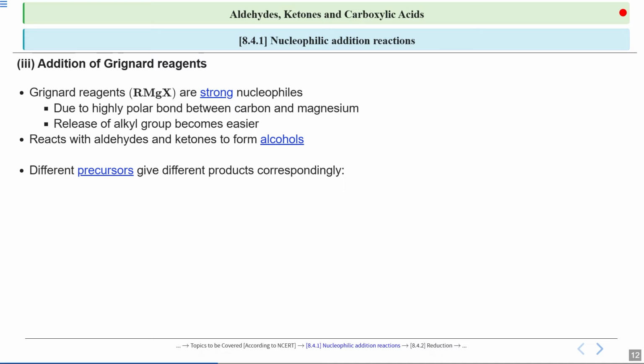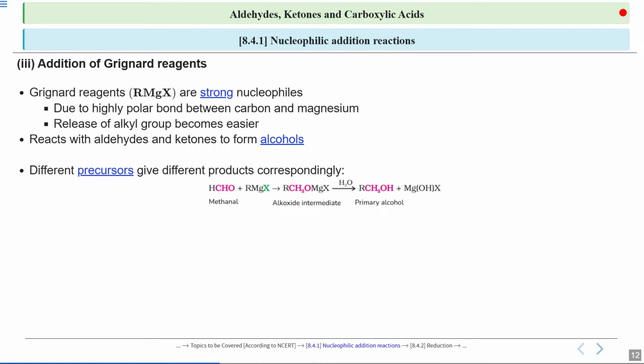So different Grignard reagents and carbonyl compounds lead to different alcohols. For example, if you treat a Grignard reagent with formaldehyde, it will yield a primary alcohol. While if you react it with other aldehydes other than formaldehyde, or with ketones, it will yield secondary or tertiary alcohols. One by one we will look at it.